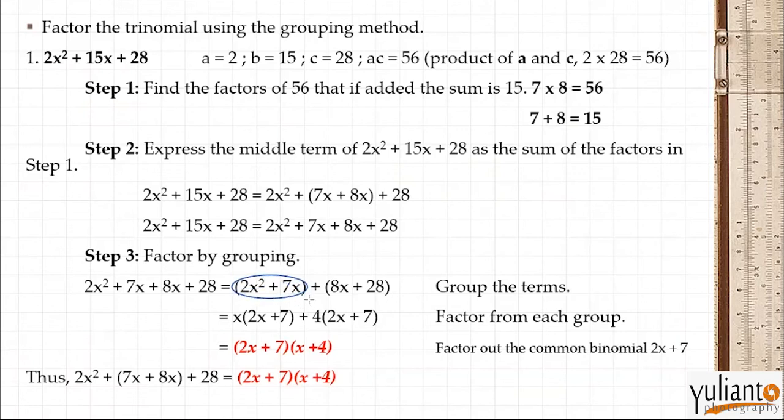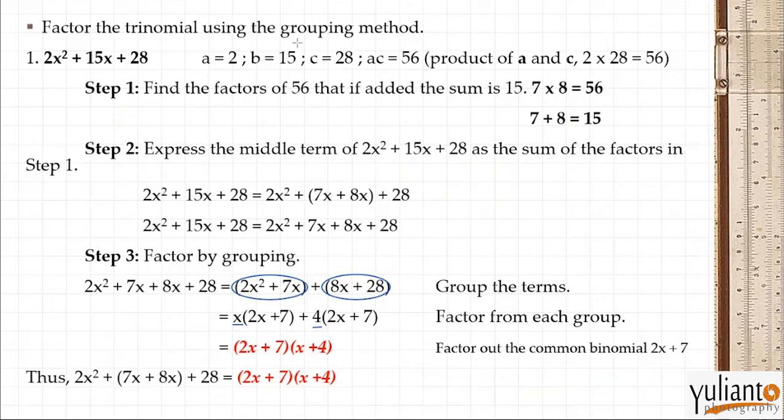GCF for 2x squared plus 7x. Now, the common number for 2x and 7: there are no other factors of 2 that can be used by 7, right? 7 is just 7 times 1. So that's why our GCF in the first part is x only. And then in the second part, 8x plus 28, the GCF is 4. Again, just like what we did, common monomial factor.